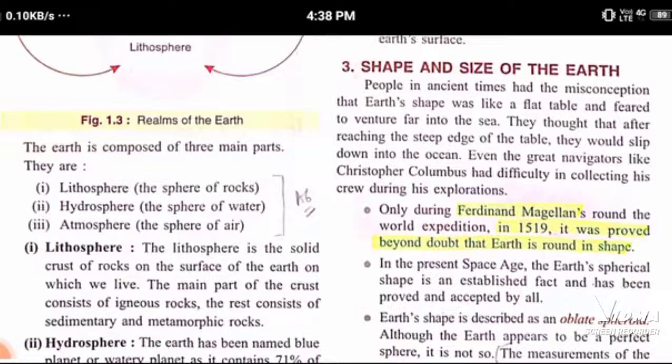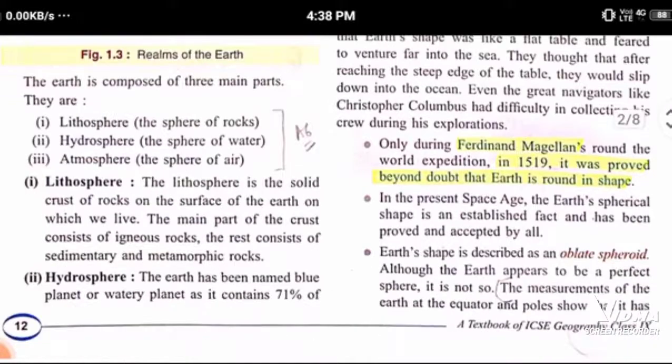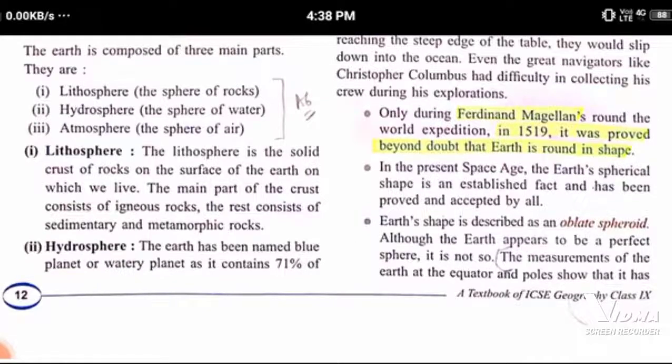Only during Ferdinand Magellan's round-the-world expedition in 1519 was it proved that the Earth is round in shape. In the present space age, the Earth's spherical shape is an established fact that has been proved and accepted by everyone. So today, let us understand this.